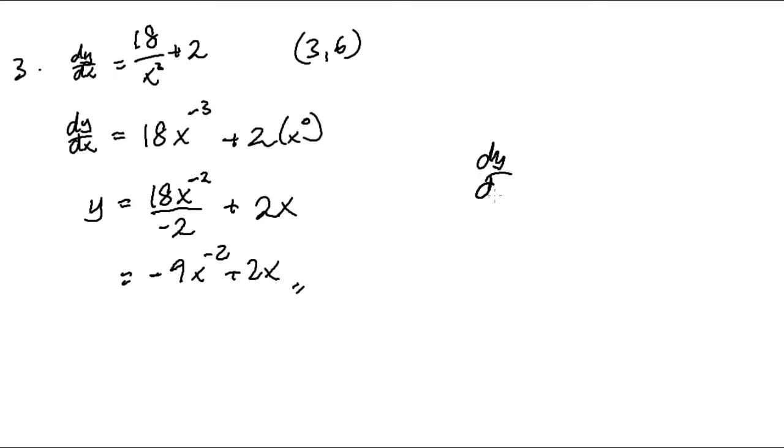dy/dx is just drop the power, that is minus 2 times minus 9, which is 18x to the minus 3, because the power is subtracted by 1, and add another 2, which is equal to the thing given. So this is just worth checking. This is one of the ways that you can check your answers when you're doing integration, which is to just differentiate it to see if you get back to the original starting point.